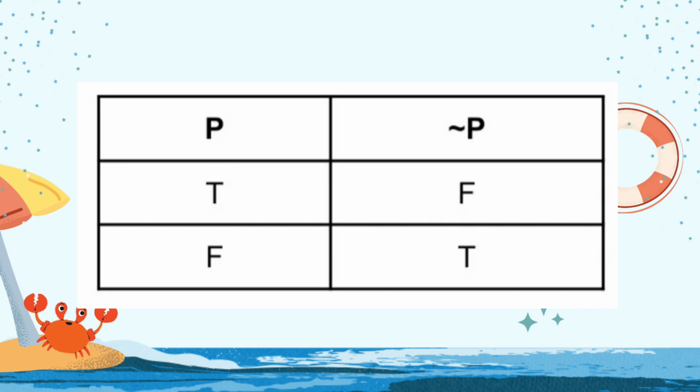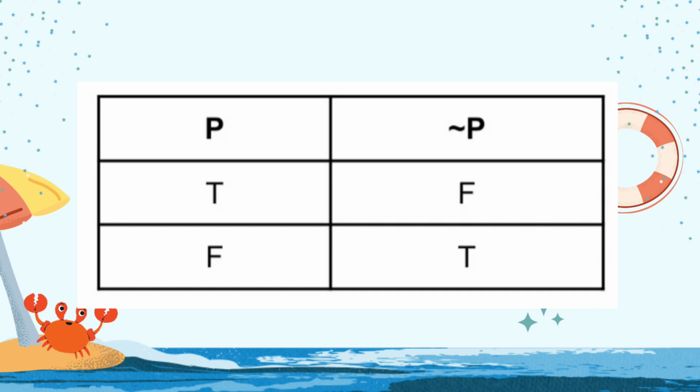This table reflects the following truth-functional relationship. If P is true, then not P is false. And if P is false, then not P is true. Remember that P cannot be true and false at the same time, but it can be denied twice. When a statement is denied twice, it implies its affirmation.